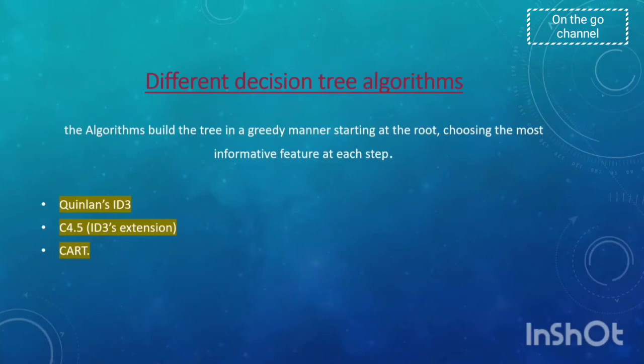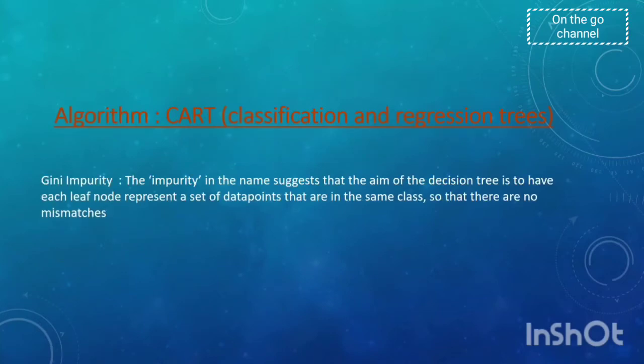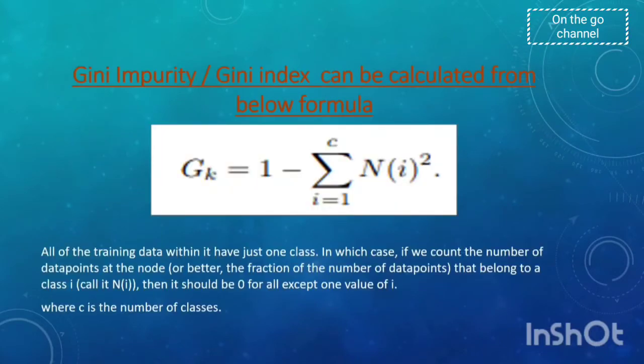As the name Gini impurity suggests, the aim of the decision tree is to have each leaf node contain a set of data points that are in the same class so that there are no mismatches. The formula for the Gini index is G_k equals 1 minus the summation, where c is the number of classes, i equal to 1 to c, of n_i squared.